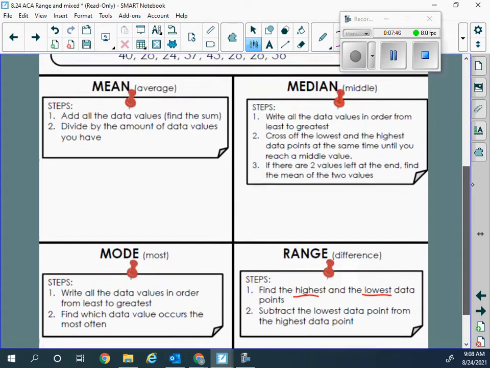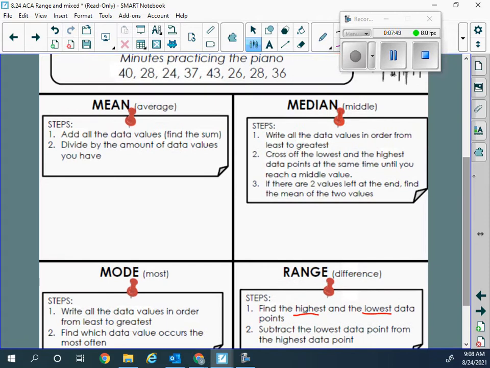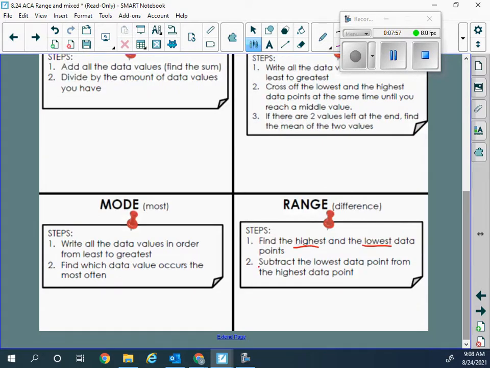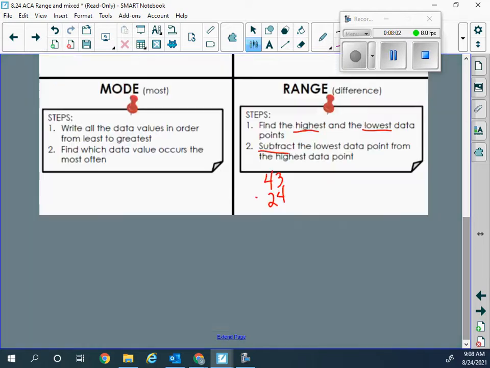So in our data set, what's the highest, guys? 43. And what's the lowest? 24. That's it. And then it says to subtract. So we're just going to do 43 minus 24. And that's it. 43 minus 24 is going to give us our range. Was the range hard? No, that was so easy.